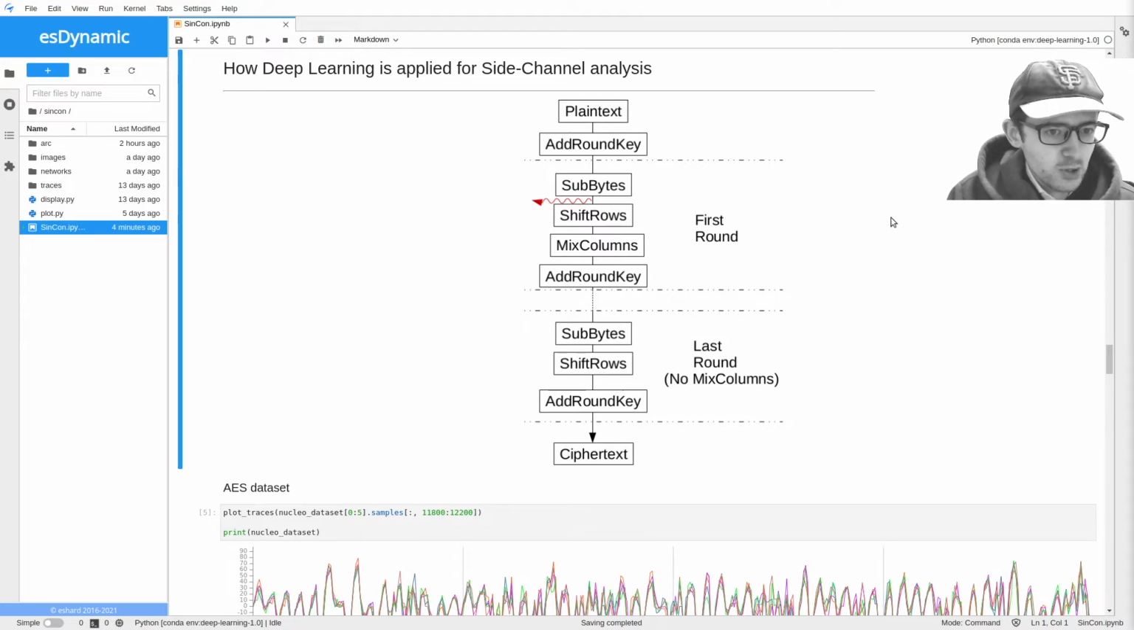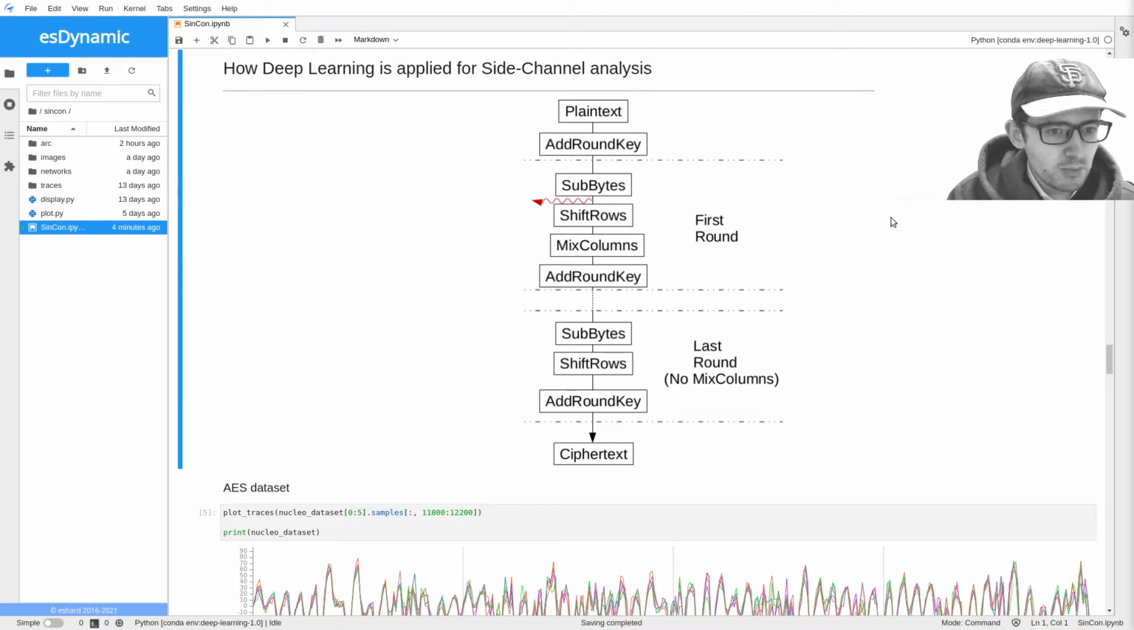So in this example today, we will target a specific value computed during the algorithm, which is the output of the S-box operation at the first round of the AES. It is a sensitive operation because this operation involves the master key of the encryption.